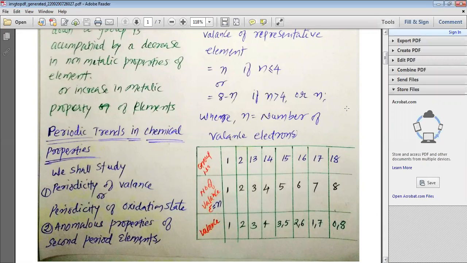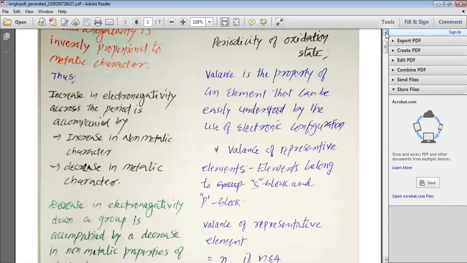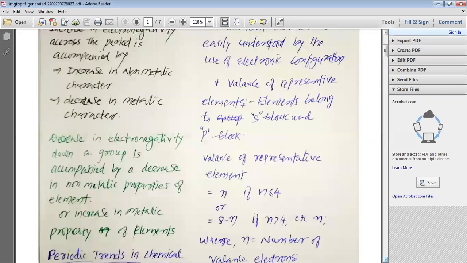Thus, we can say that electronegativity is related to the non-metallic character. So when non-metallic character increases, electronegativity increases, and when non-metallic character decreases, electronegativity decreases. This is how we can learn about the electronegativity.